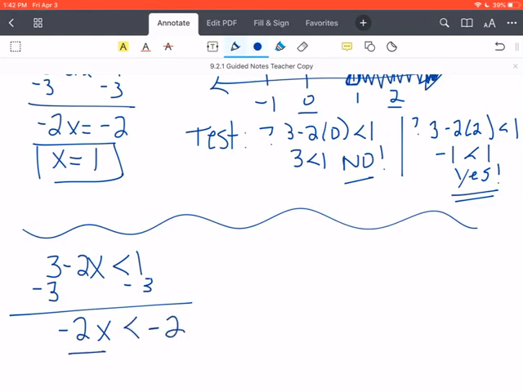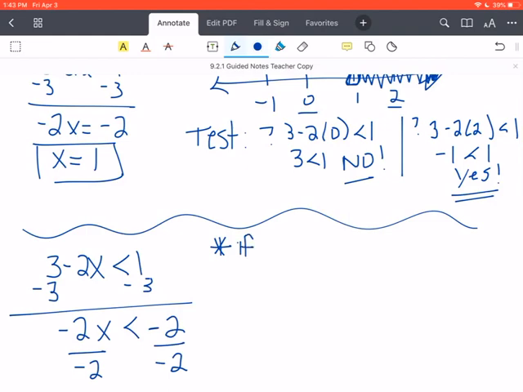From here, we're going to divide both sides by negative 2, but think about it: if we do that, we are going to get the answer of x is less than 1. But what was our answer above? It's x is greater than 1. So this is the key as to why I'm hesitant to ever show this.